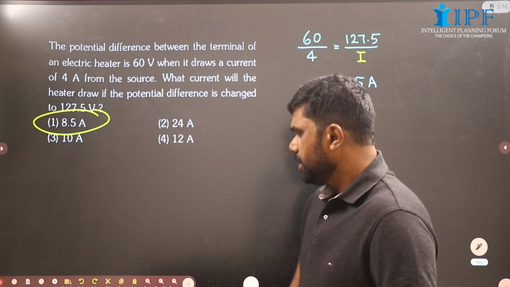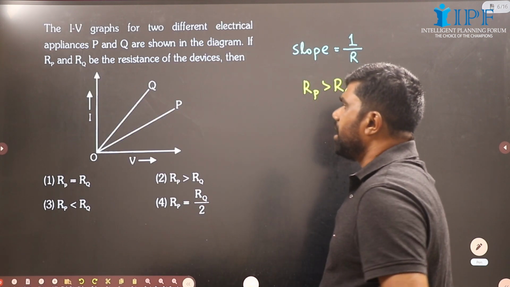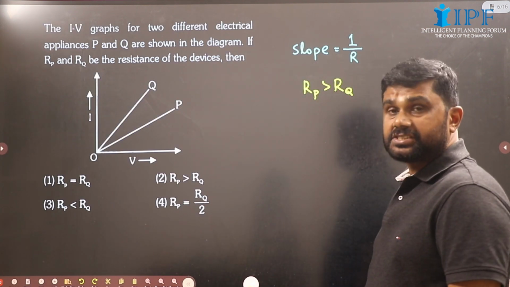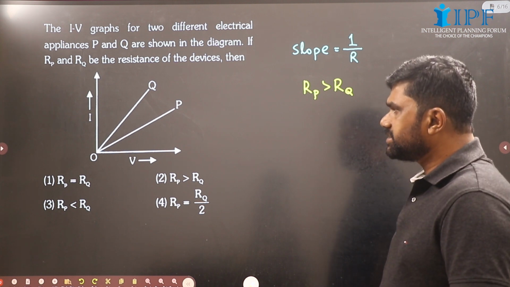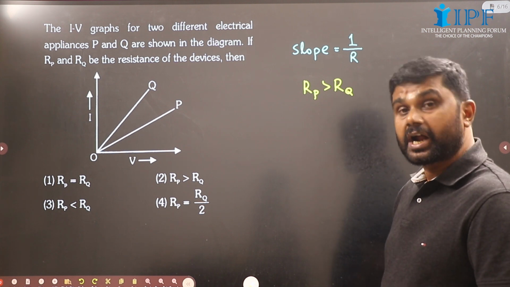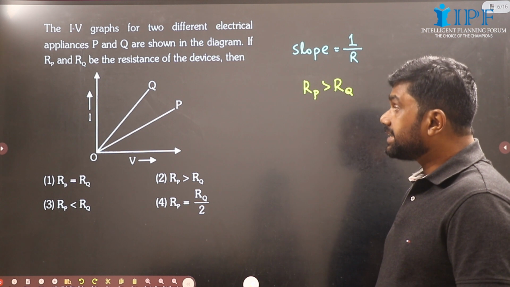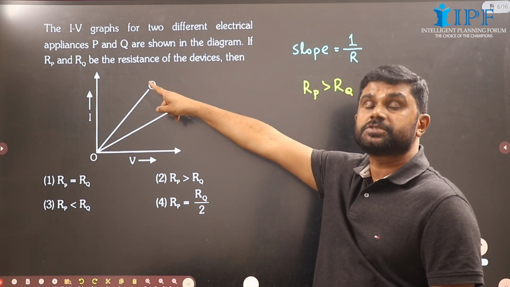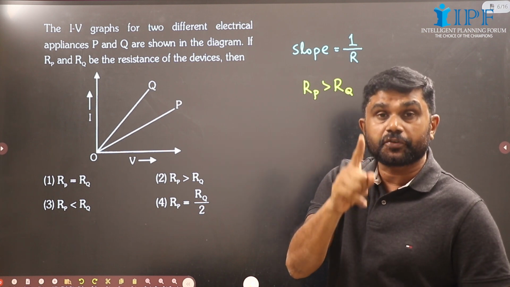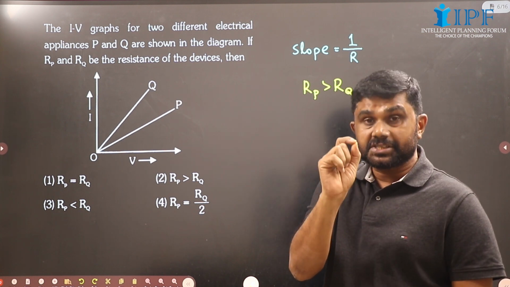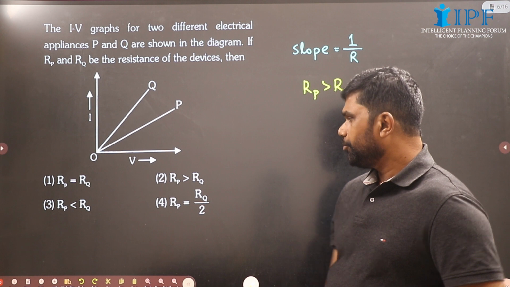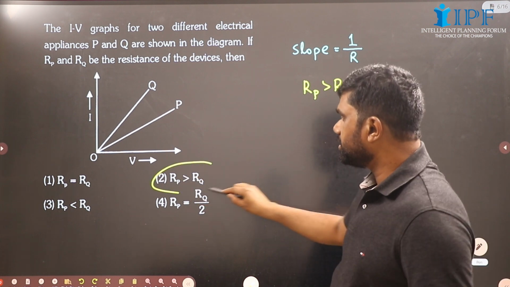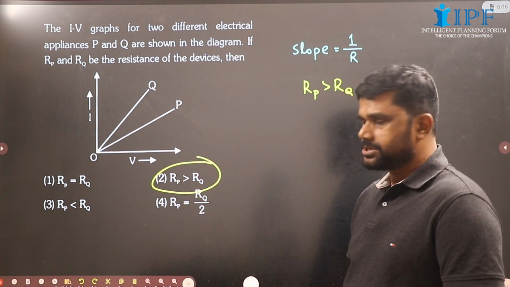Now let's see the IV graph. Here current is along the y-axis and voltage along the x-axis. So slope will give you the conductance. Slope of Q is more, so conductance of Q is more, or the resistance of Q is less, or the resistance of P is more. So RP greater than RQ, right?